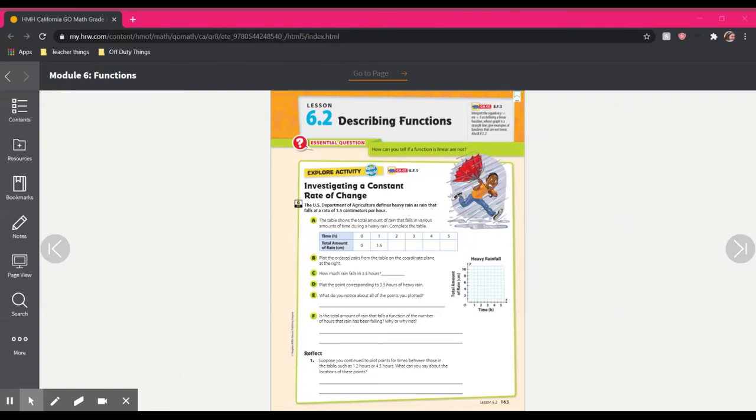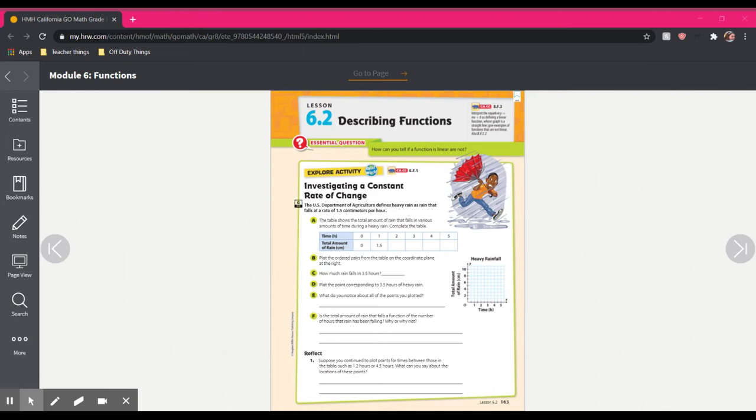Today we're going to be working on lesson 6.2, describing functions. The essential question we're going to answer here is, how can you tell if a function is linear or not? And yes, that is a glaring typo. So we're not going to do a whole lot with this stuff. We're going to go pretty fast because I think you guys understand this already.